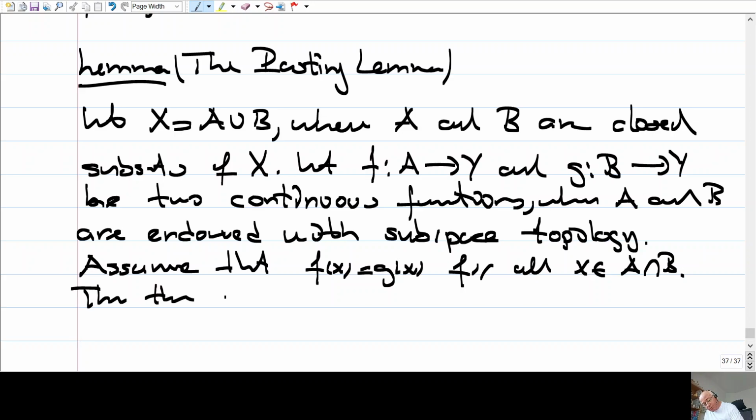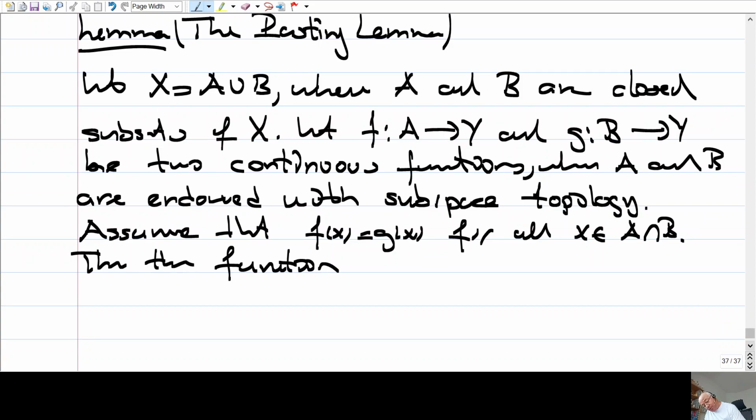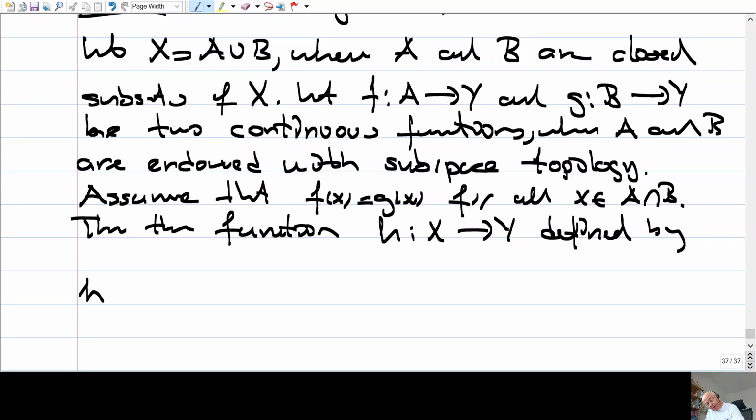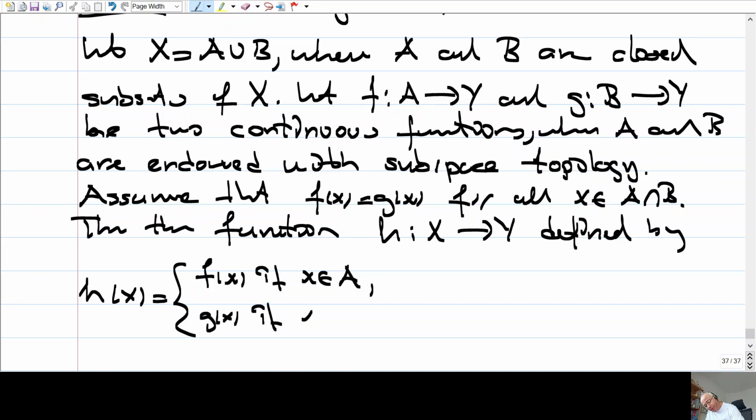Then the function h from X to Y defined by, şöyle tarif ediliyor, h of x is equal to f of x if x is in A, and it is defined to be g of x if x is in B. Well, this is well defined because if x belongs to both A and B, then it doesn't matter which one you choose, f or g, because they are the same. Then this function is continuous.